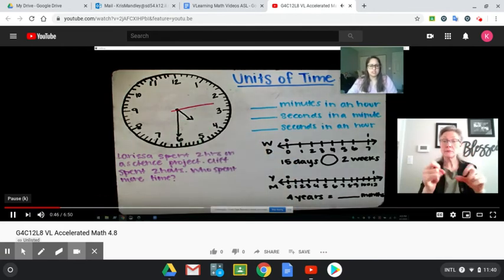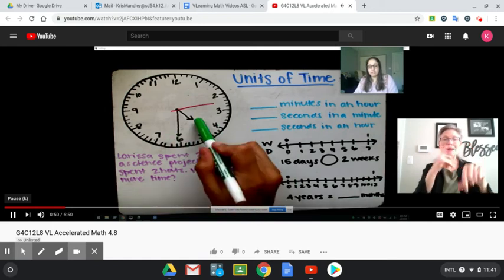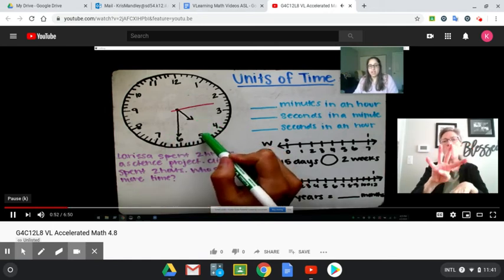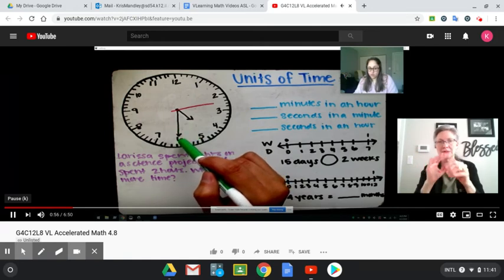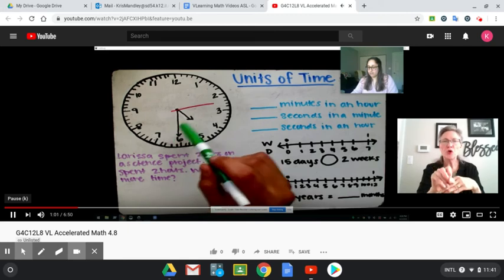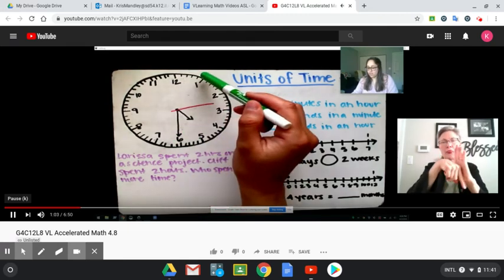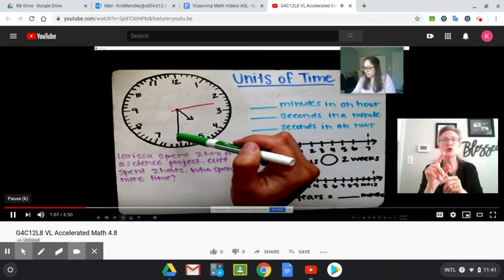So if we were to look at this image of the clock, we could tell the time is in the 4 o'clock hour because it's in between 4 and 5. It's 30 minutes past the hour, which in this case is 4, because our minute hand is pointing at the 6, which we know if we count by 5s would be 30, right? 5, 10, 15, 20, 25, 30. So we're at 4:30.